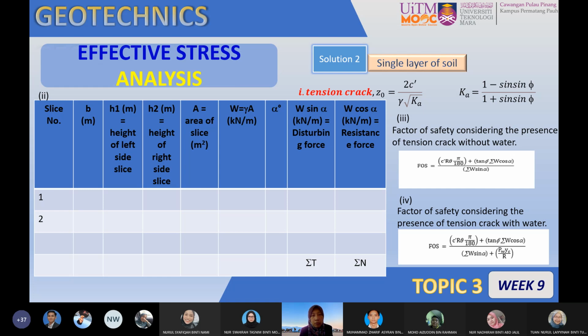Because the first question asks you to calculate the tension depth and locate the position of the tension crack, you have to calculate Ka, and then you need to find the Z node. Ka is straightforward. You just take the phi and calculate Ka. The same goes for the Z node, which is, for example, 2.5. The next step is to calculate the factor of safety without the effect of water, and the next is with full water.